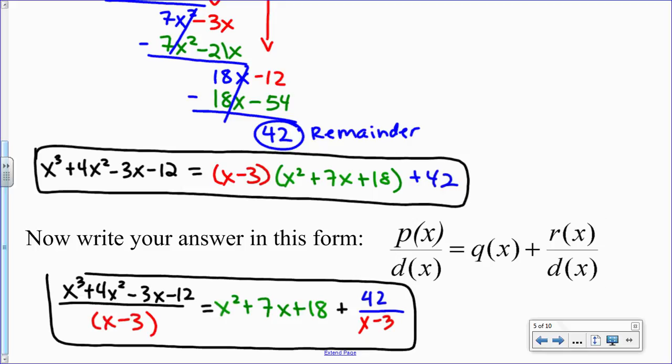Okay, if it doesn't tell you what form to leave it in, you're going to leave it as a division problem. Yes. Questions about that?